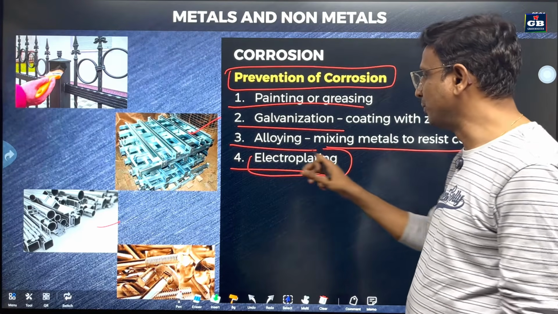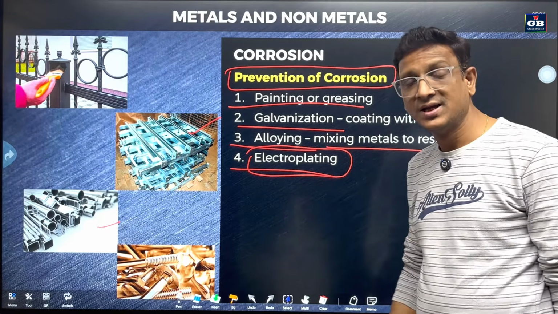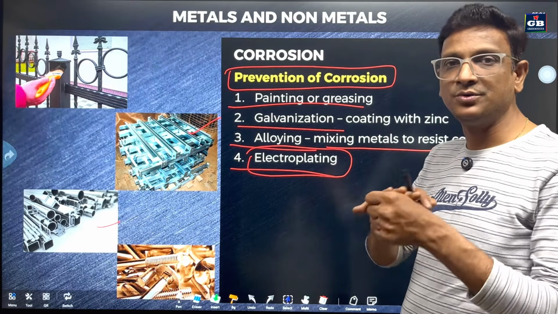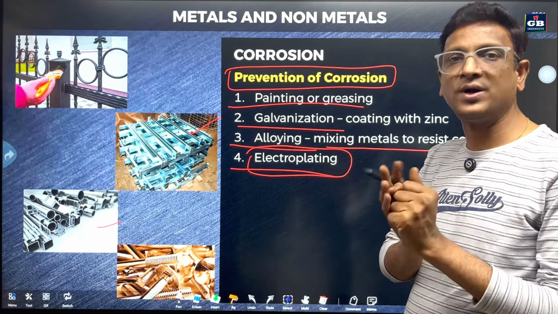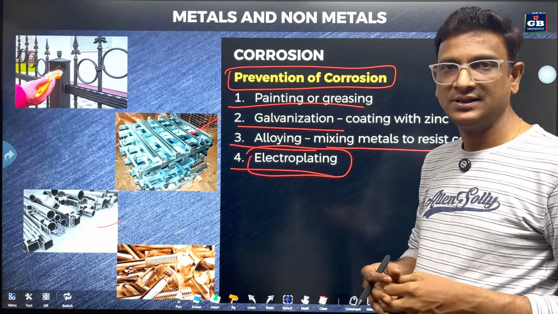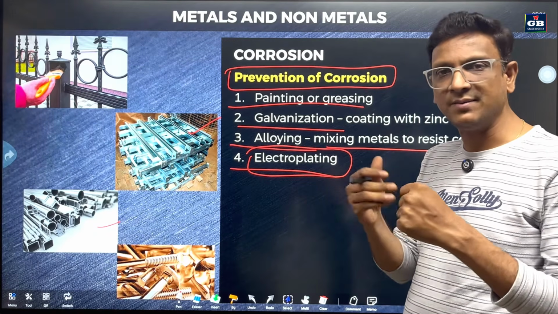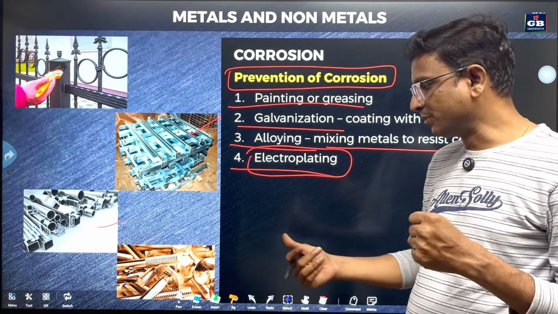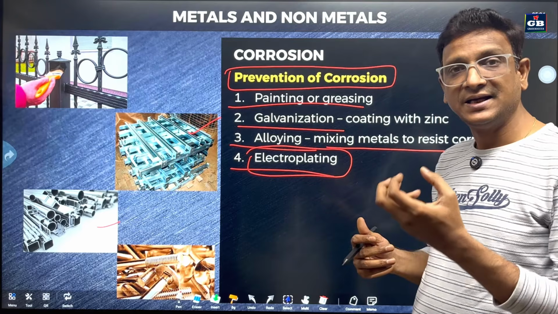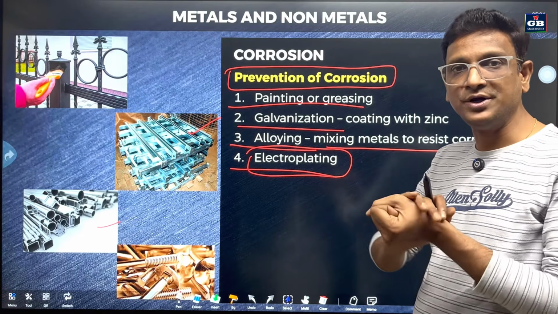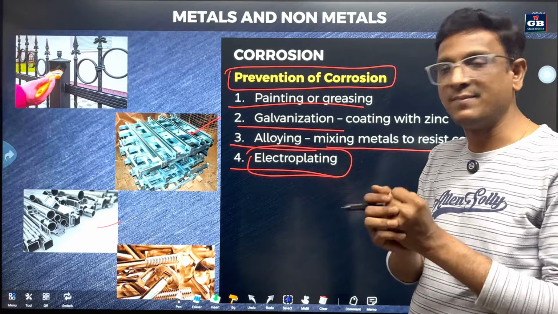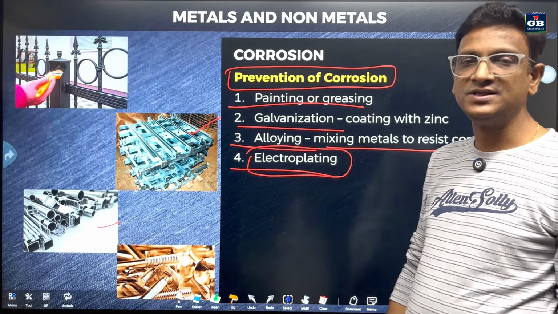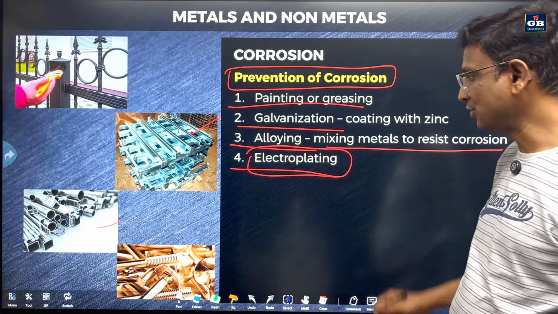Fourth one, electroplating. Electroplating means we deposit some metal over another metal to give protection. Just like painting, where you apply some chemical or polymer, electroplating uses electric current to plate or cover some other metal over a metal which is prone to corrosion. That is electroplating.